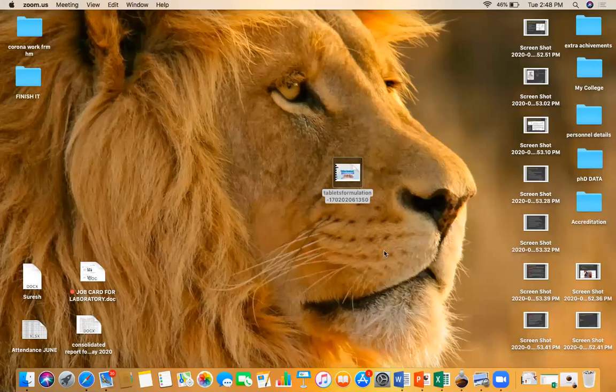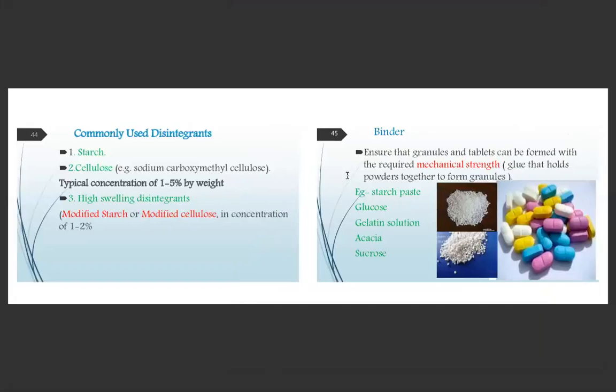Acacia, you might have seen in the Pharmacognosy lab, even Tragacanth, it is also sticky. So these are the examples.